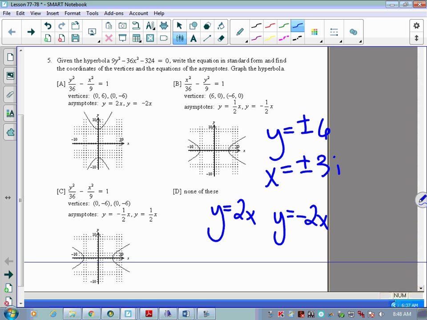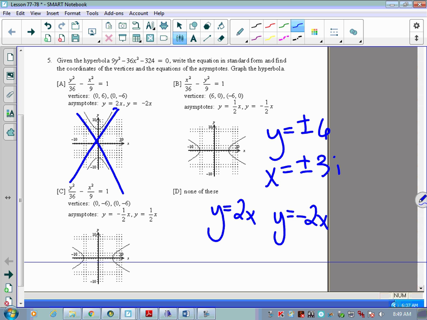We understand our vertices. So at this point, what I'm going to do is go up 6 and down 6. Right? I got those for that. I can make my asymptote lines, and that's going to show me how wide those hyperbolas are going to open up. Okay? Those asymptotes are the constraints for the wideness or the narrowness of the hyperbola. So A is your answer there, and that's it.